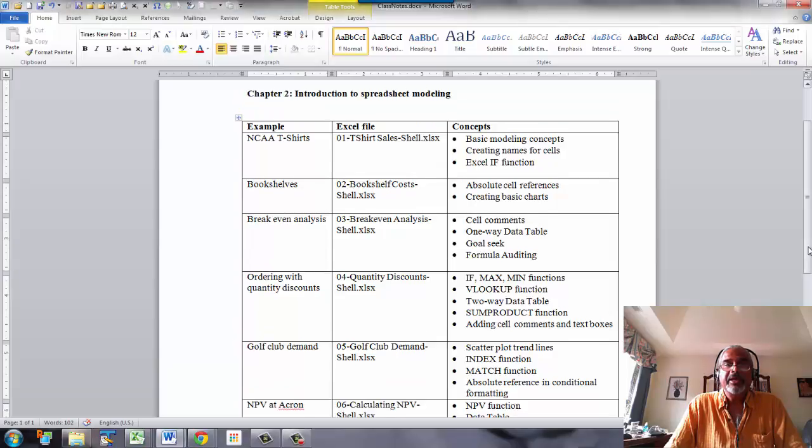Okay, now a recap of all the models that we looked at in Chapter 2. So the first one was the NCAA T-shirt model. That was the first one where we looked at accurate models but very badly made, badly set up, and how to improve the model in terms of presentation. And we looked at Excel IF function and creating names and so on.